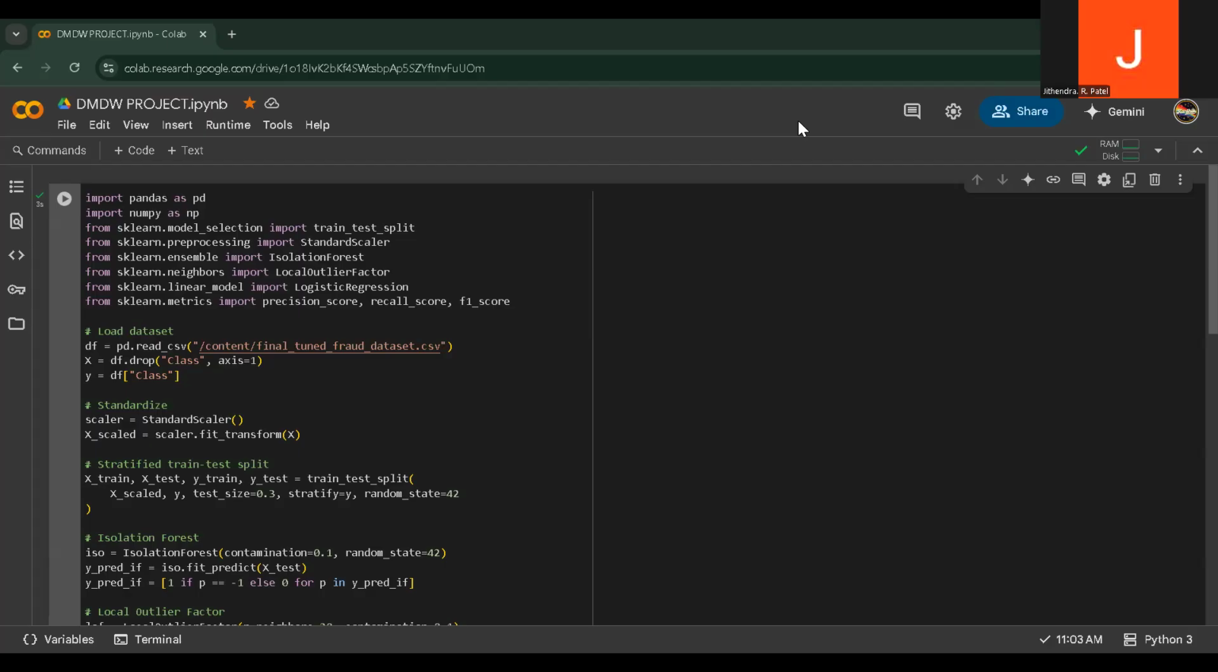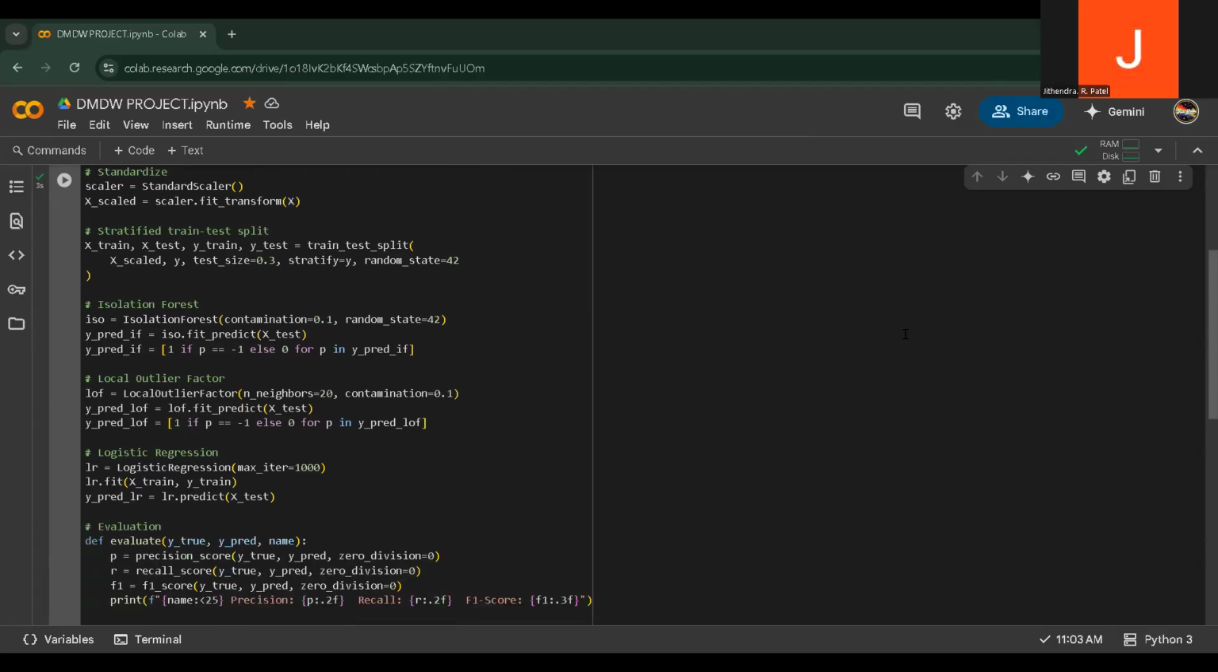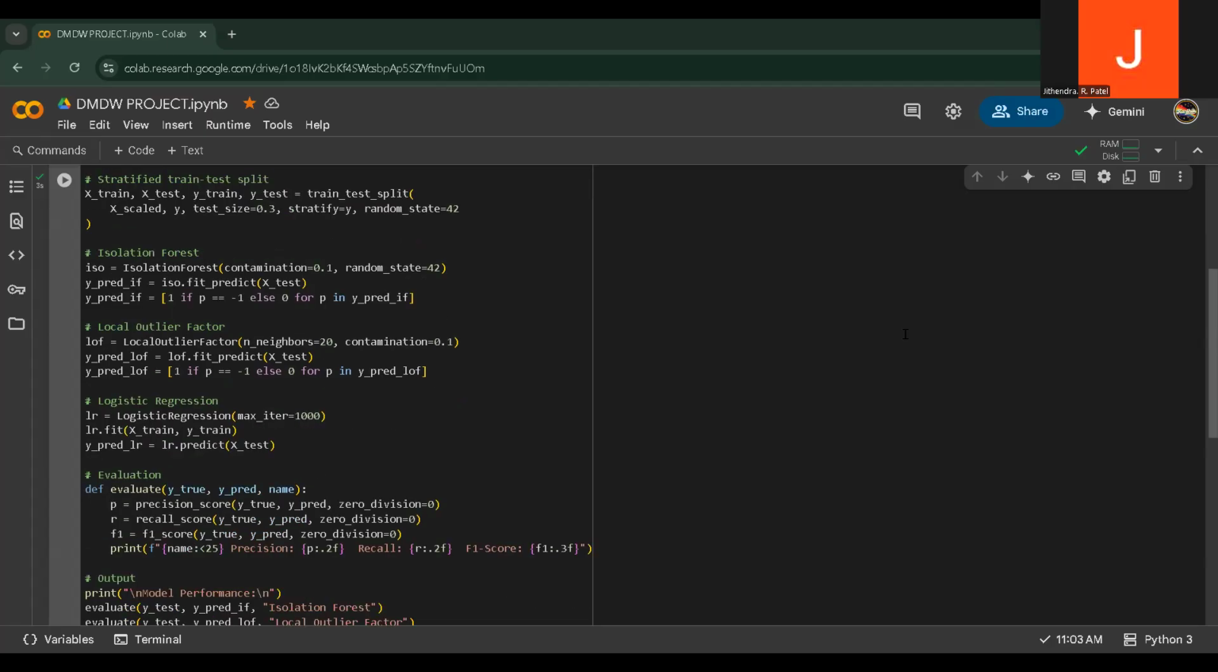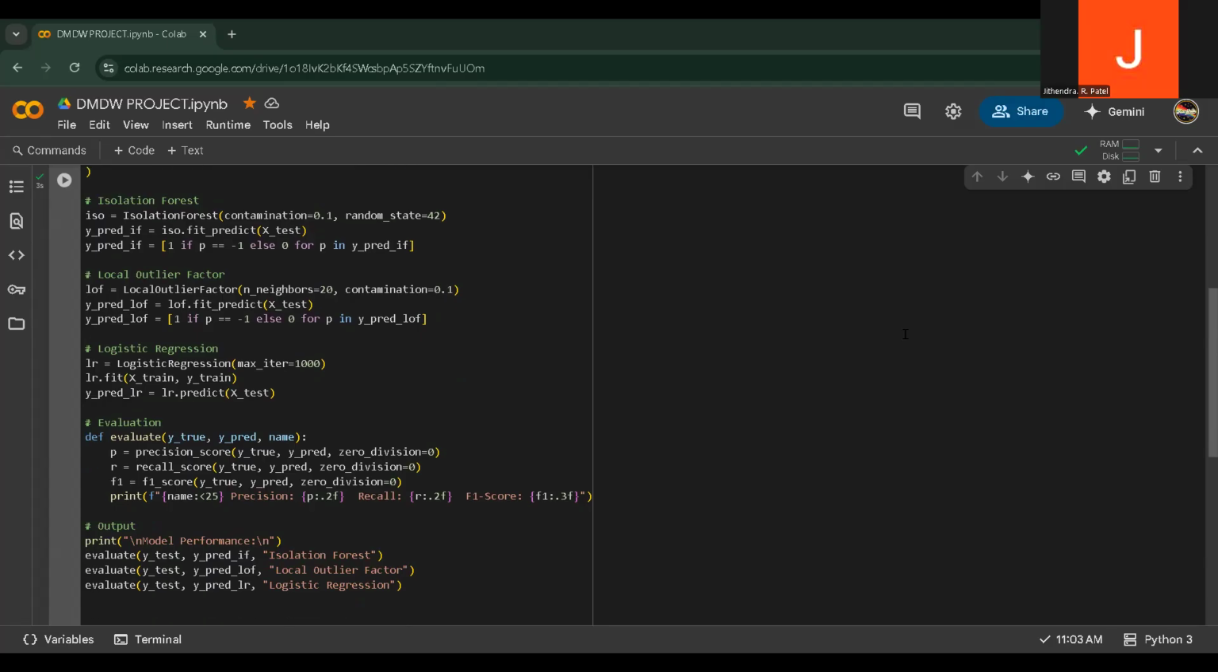How many were correct, and out of actual, how many were caught. F1 score is the harmonic mean of precision and recall. Next, coming to the data frames: df = pd.read_csv, content final tuned fraud datasets dot csv, which loads a CSV file containing transaction data.